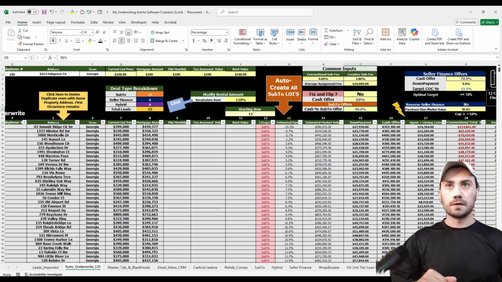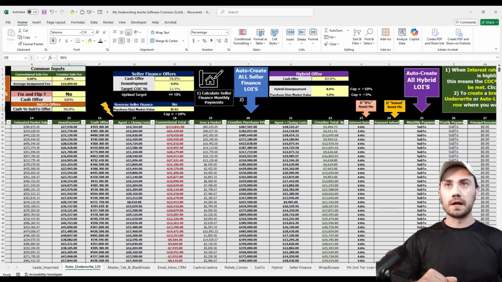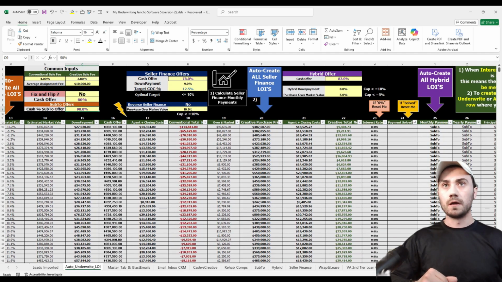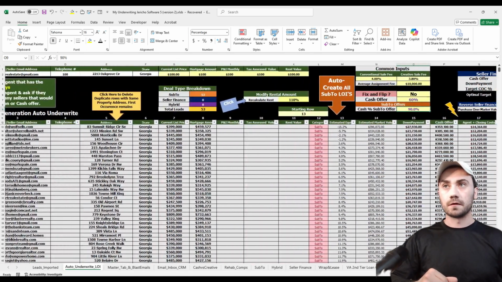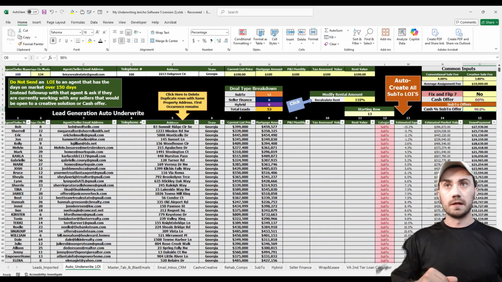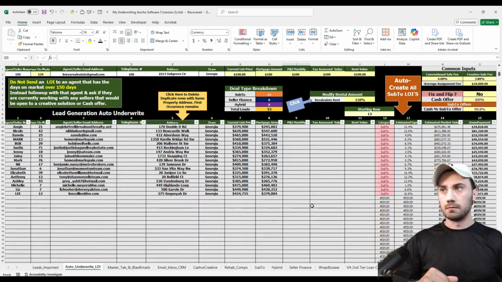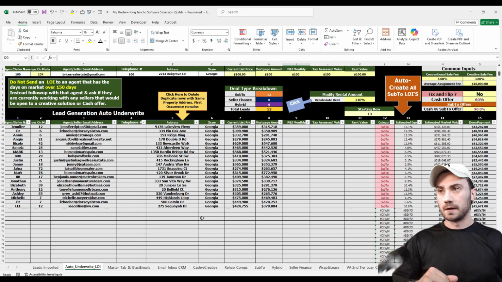Now, the remainder of the settings here are going to be based off of seller finance and hybrid acquisitions. We can do a separate lesson on that after this lesson is completed. For right now, all we need to do is auto create our subject to LOIs. And the moment that these LOIs are created, we're pretty much about 5 minutes away from doing an email blast. And you'll see how quick that is as well.